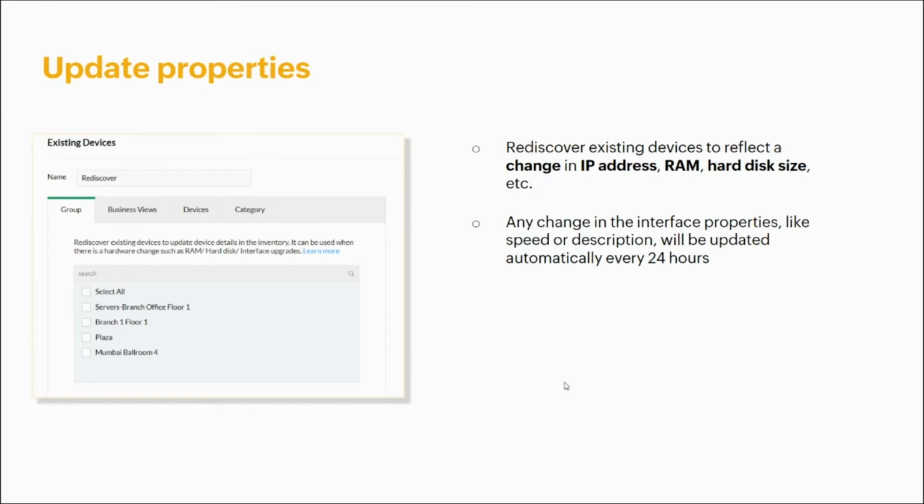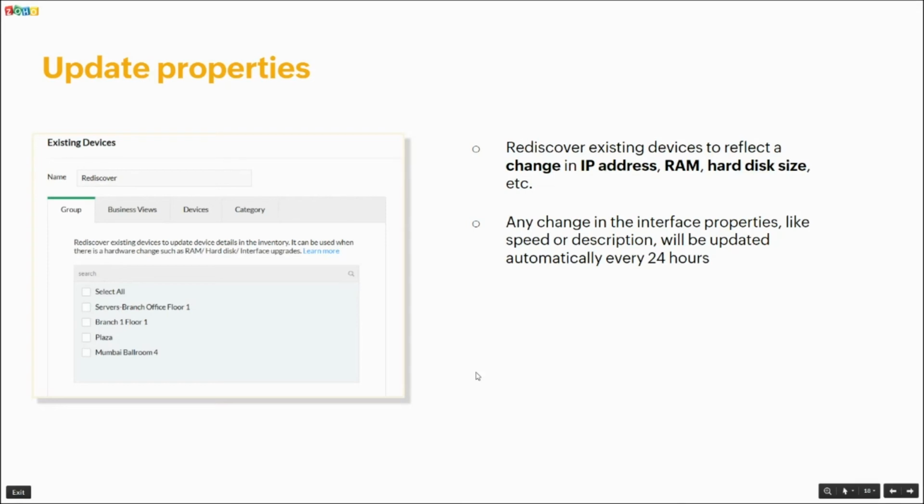Or if there are any brand new devices coming into your environment, the IP range based scheduled discovery will add your new devices to the product in a much easier fashion. And likewise, if there is any change with your interface properties like speed or descriptions, it will get updated automatically every 24 hours by the product itself.